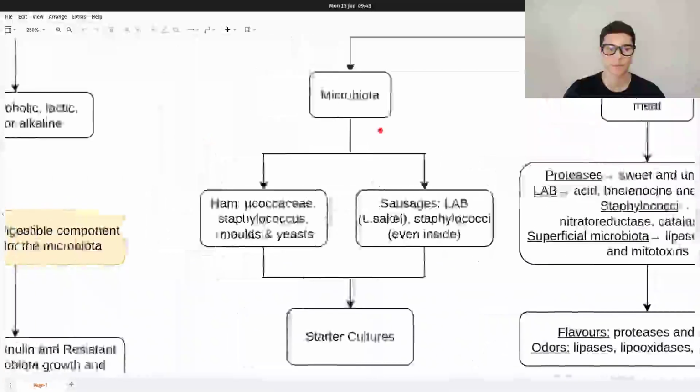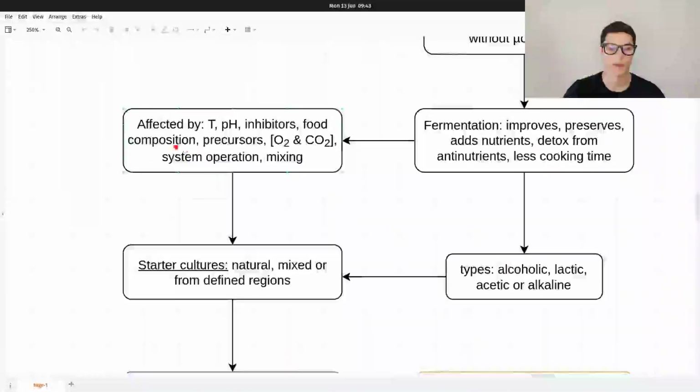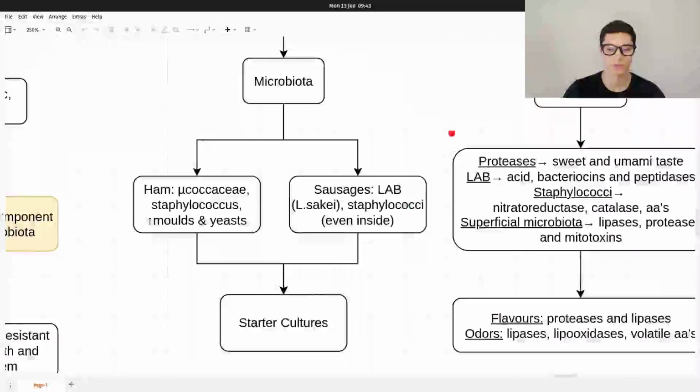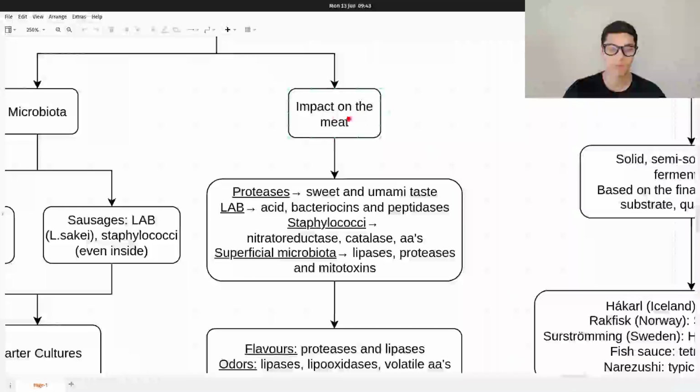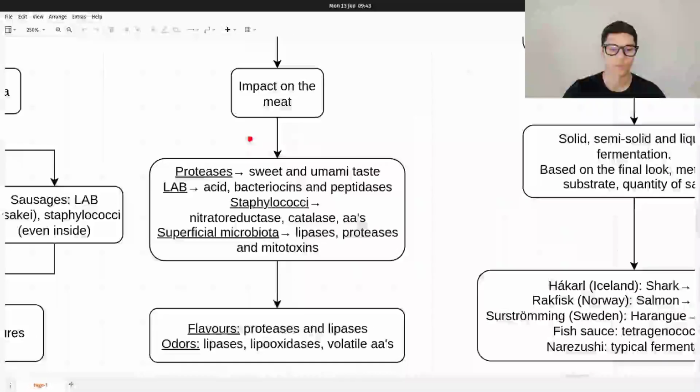For the reason I explained here, there are very high amounts of variables that affect the fermentation. So that's why we use starter cultures. The impact on the meat, well, the fermentation has proteases that create the sweet and the umami taste. The lactic acid bacteria create the acid, the bacteriocins and the peptidases. The Staphylococci has the nitroreductase.